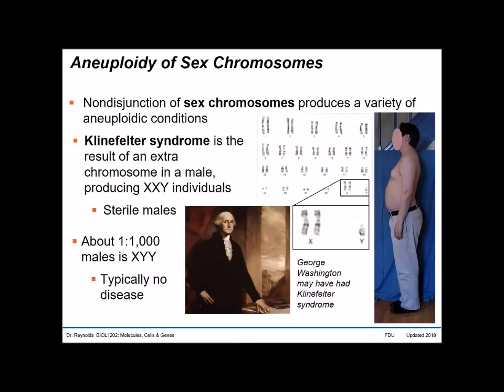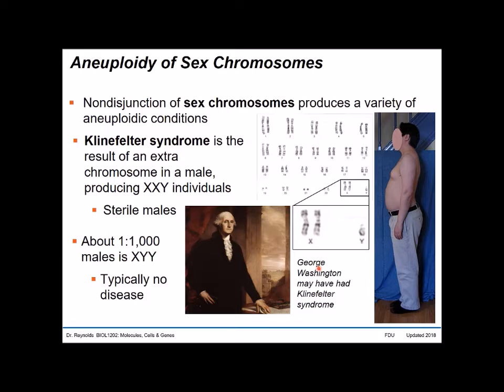Now let's talk about males. Males all have a Y chromosome. Males who have an extra X chromosome in addition, so XXY, as shown here in this karyotype, have what's known as Klinefelters. So this is an extra X chromosome, and individuals with Klinefelters are sterile.